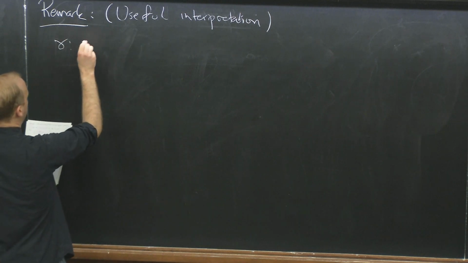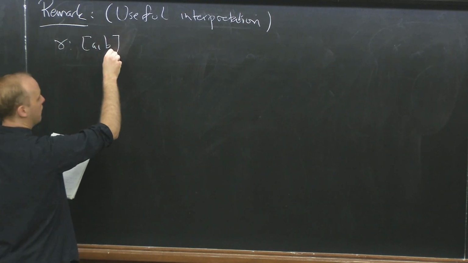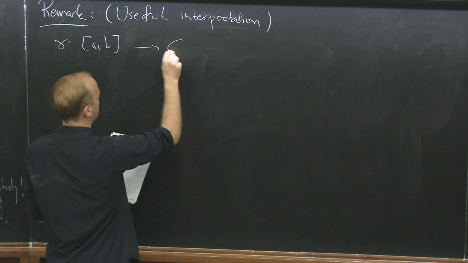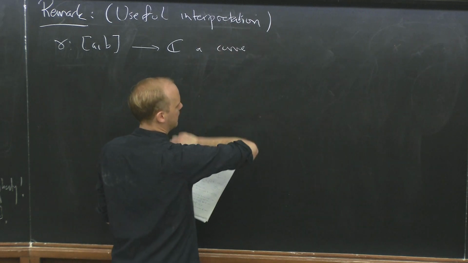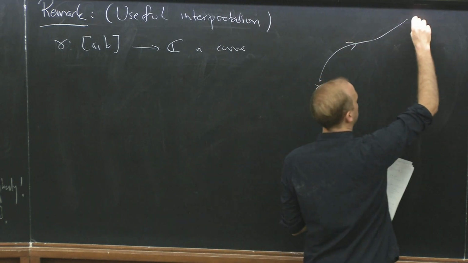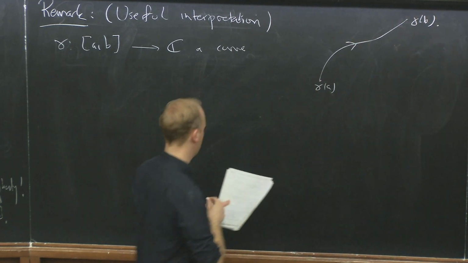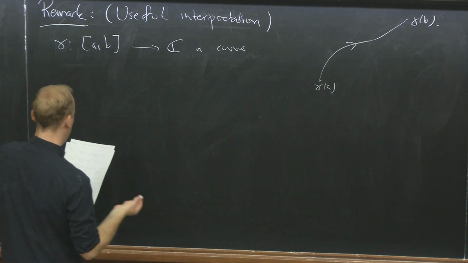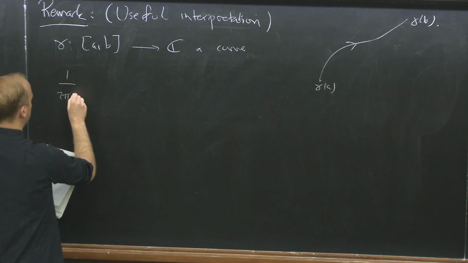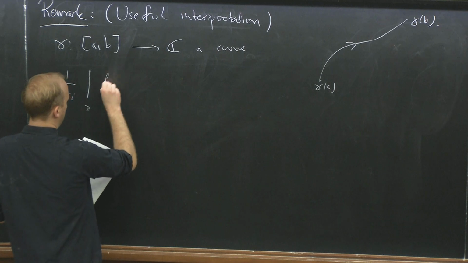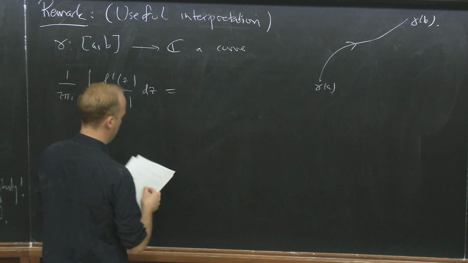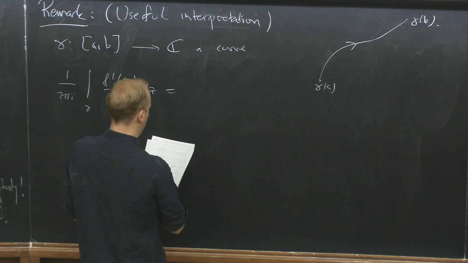So let gamma, something we haven't seen in a while, just be a curve which is not necessarily closed. So gamma is a curve like this. You have gamma of A and gamma of B, the start and end points. And then if we look at this integral, we write down the integral that appeared in the argument principle, and we see what it equals.